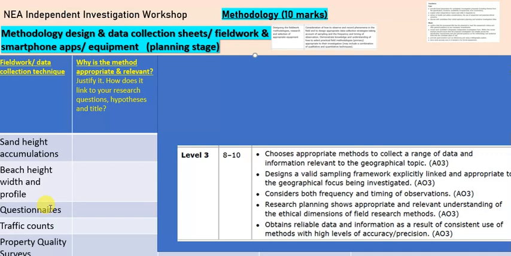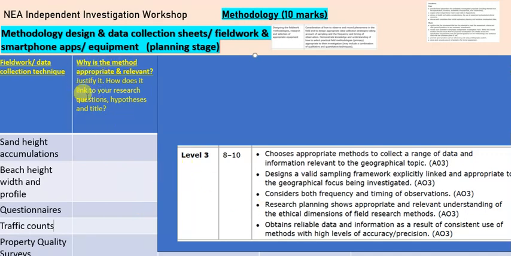Some of these you can also combine. So you could discuss traffic counts with car park occupancy. That would make sense to combine those two and do a bit of a write-up for both. If you're doing beach height, width and profile, again, you might lump all those together. So don't feel that you have to split every one like that.